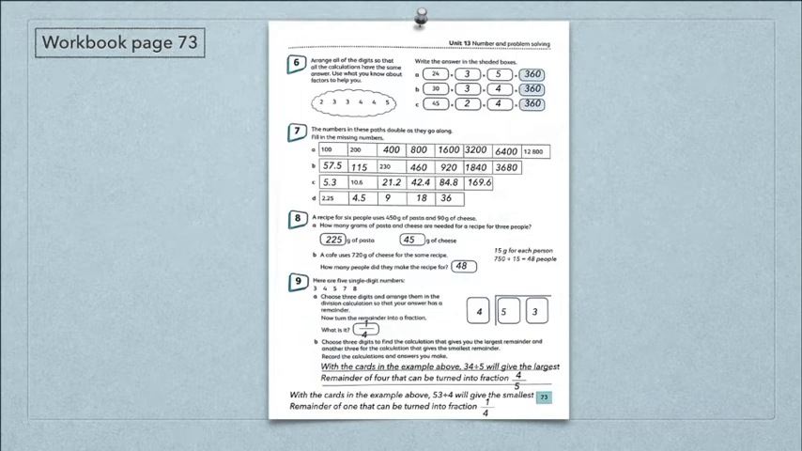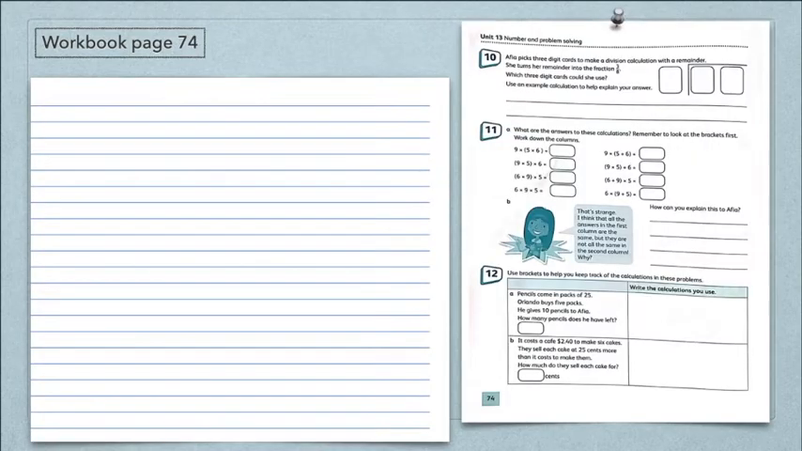Alright, let's switch into page 74. Question 10. Afia picks 3-digit cards to make a division calculation with a remainder. She turns her remainder into the fraction 3 over 8. So the remainder actually is 3. Which 3 digits cards could she use? Use an example calculation to help explain your answer.